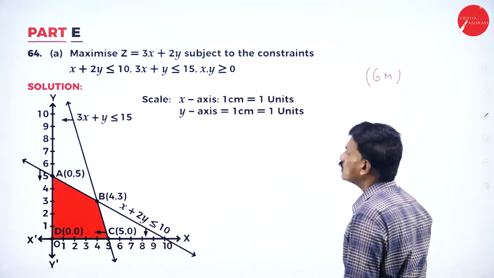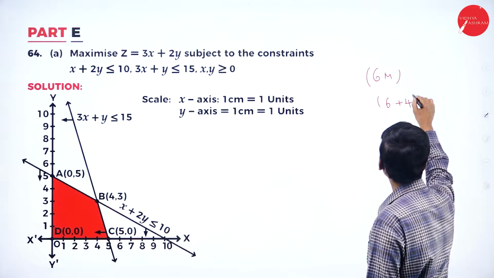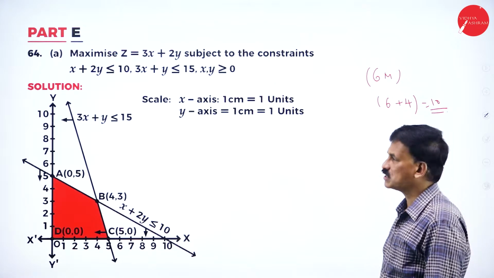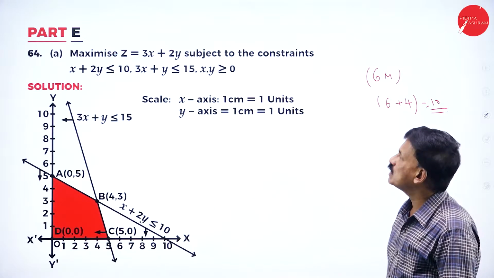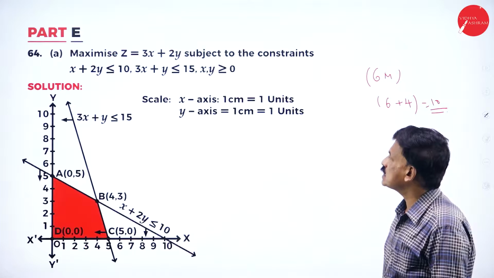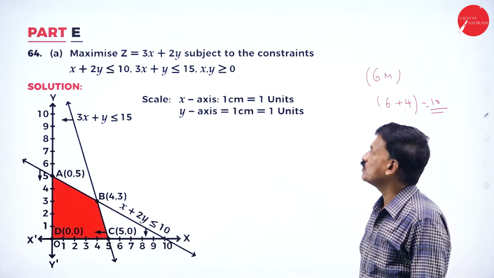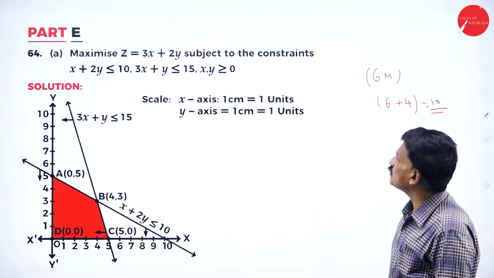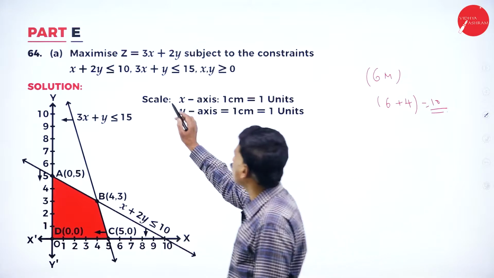Now in part E, you will have 6 marks plus 4 marks, totally 10 marks. In this you are going to answer one question. Let us come to the first problem. What is the problem? 6 4a. Maximize z is equal to 3x plus 2y subjected to the constraints x plus 2y is less than or equal to 10, 3x plus y is less than or equal to 15 and x, y greater than or equal to 0. This is the problem given.